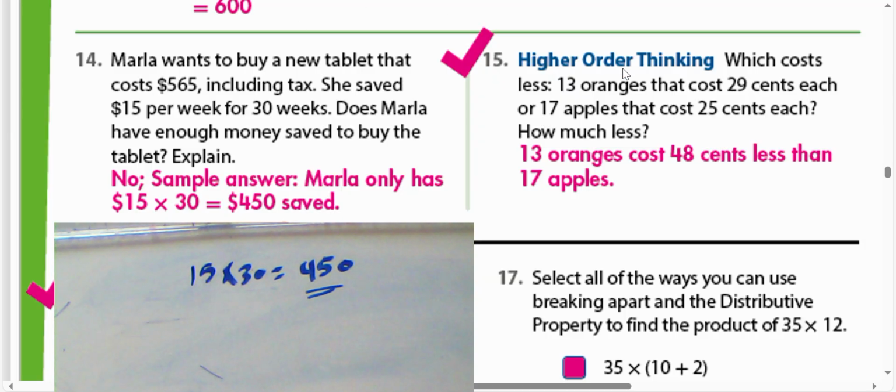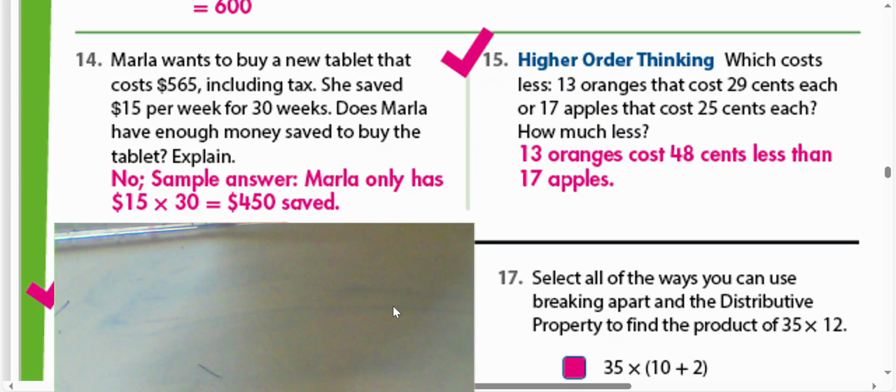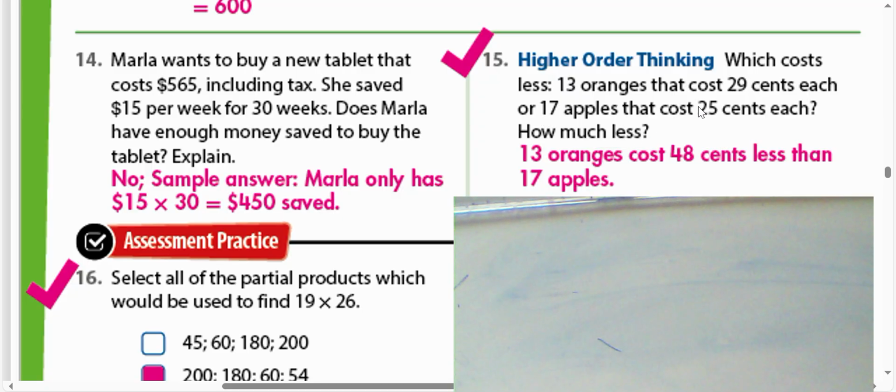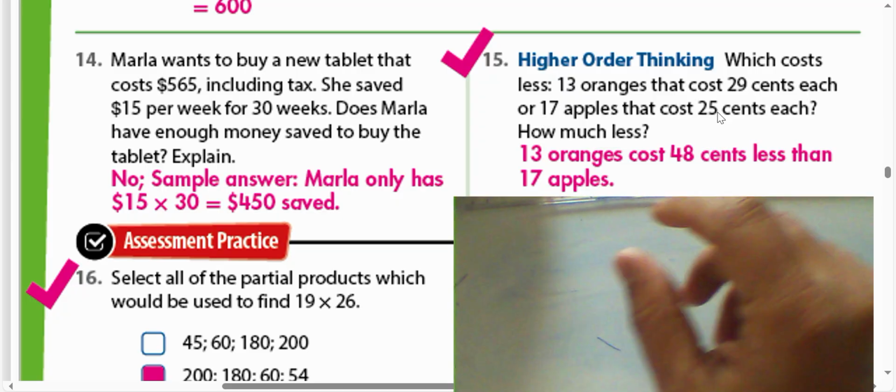Question 15. Higher order thinking, which cost is less. 15 oranges that cost 29 cents each, or 17 apples that cost 25 cents each. We can write the number 13 oranges cost 48 cents less than 17 apples because we can multiply two numbers. So 13 times 29 and also 17 times 25 and then compare between them. Okay, you can multiply two numbers here.